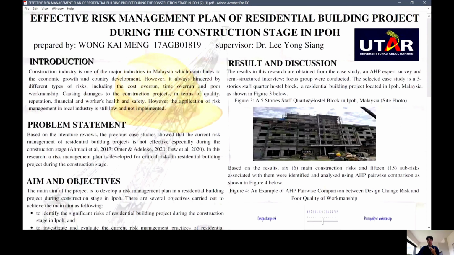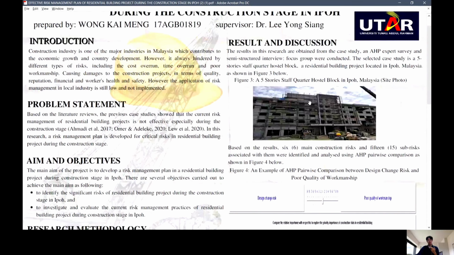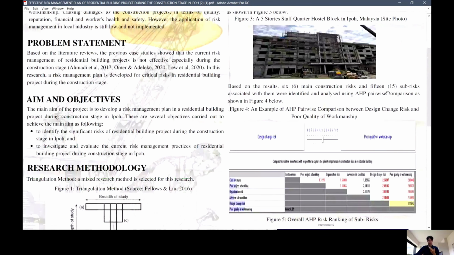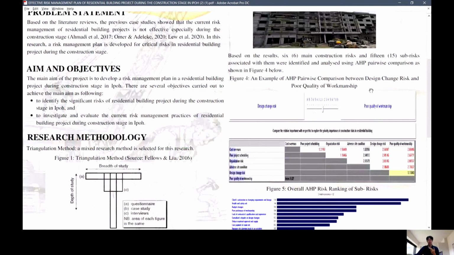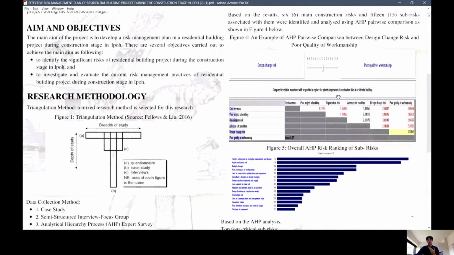The results in this research are obtained from the case study, AHP expert survey, and semi-structured interview with focus group. The selected case study is a 5-story staff quarter hostel block, which is a residential building project located in Ipoh, Malaysia. Figure 3 shows the 5-story staff quarter hostel block in Ipoh, Malaysia. Based on the results, 6 main construction risks and 15 sub-risks associated with them were identified and analyzed using AHP pairwise comparison as shown in Figure 4 below. Figure 4 shows an example of AHP pairwise comparison between the design change risk and poor quality of workmanship risk.